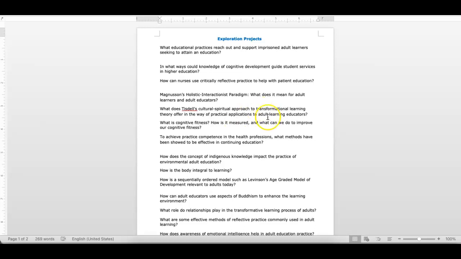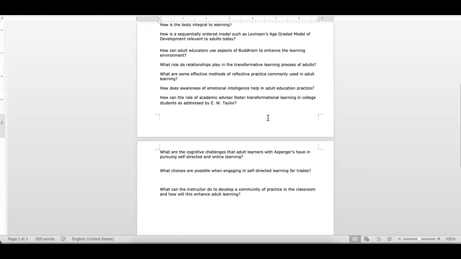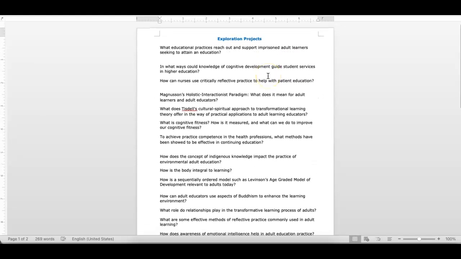So take a look at these. These are just examples from previous classes and students. Might give you a good thing to look at. So that's it for me. If you have any questions this week, please let me know.